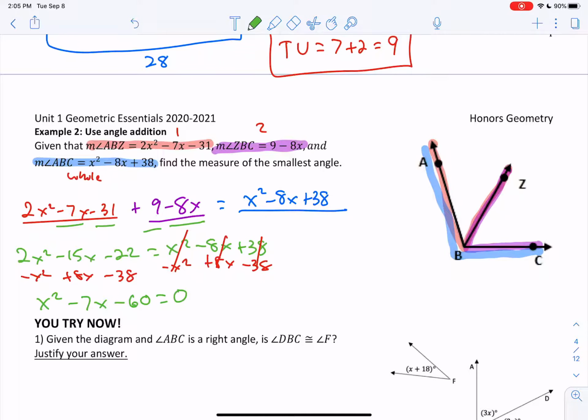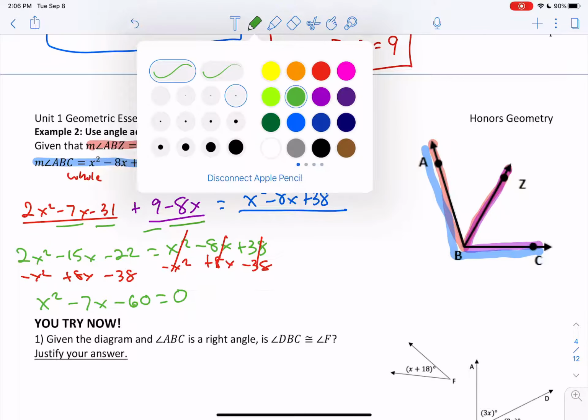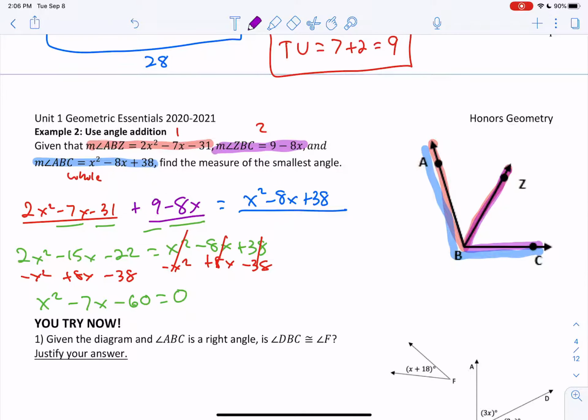So go ahead and try to factor this. Use your number diamond. What multiplies to negative 60 and adds to negative 7? So pause, factor this quadratic. All right, now that we've got it all figured out, this is going to factor to x minus 12, x plus 5 equals 0. Again, when I solve each one of these, I'm going to get x equals positive 12. I'm going to get x equals negative 5. So two solutions, x equals 12, x equals negative 5.